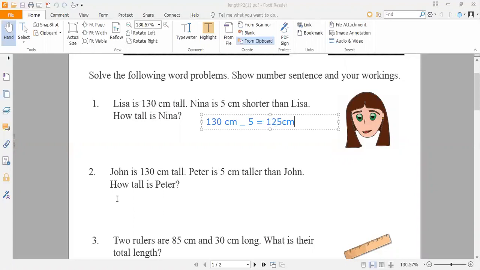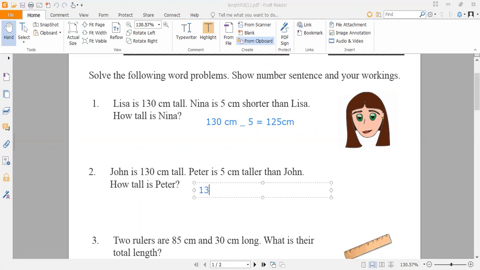Okay. Question 2. John is 130 centimeters tall. Peter is 5 centimeters taller than, not shorter. Taller, we will make add, plus. Shorter, we will make subtraction, minus. Okay, how tall is Peter? So when he tells me that he is taller than John, we will make a plus.